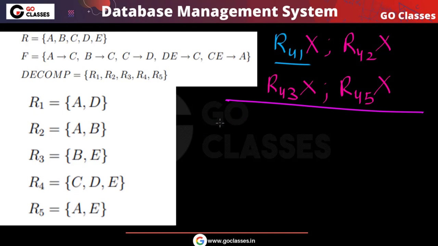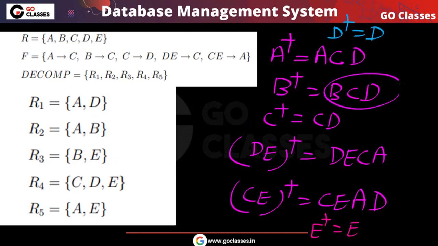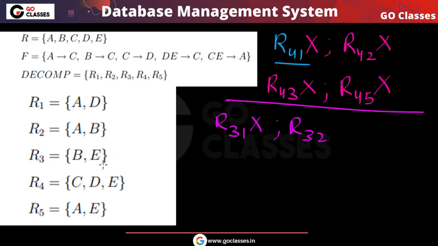Now let us see, can we combine R3 with something? Can we combine R3 with R1? There is no common attribute, so we cannot do this. Can I combine R3 with R2? Let us check. The set of common attributes is B, and what is the closure of B? B can determine BCD, but B cannot determine E, B cannot determine A. The common attribute B is not a super key in R2, and not a super key in R3, so we cannot combine them.